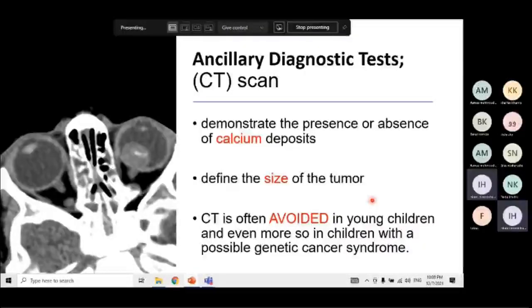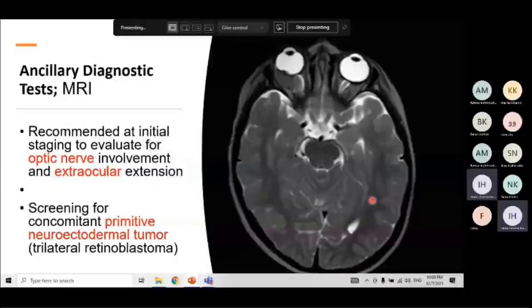The advantages of the MRI: it avoids giving a dose of irradiation. It enables you to check the local invasion of the optic nerve or the extraocular muscle, and it can evaluate what we call the trilateral retinoblastoma or the other neuroectodermal tumors or the pinealoblastoma. They are all the name of the same thing. Okay.